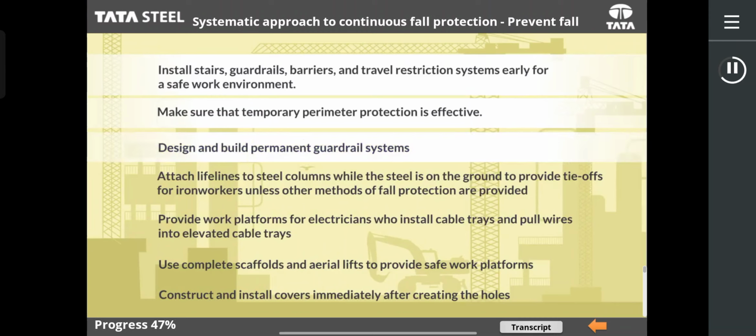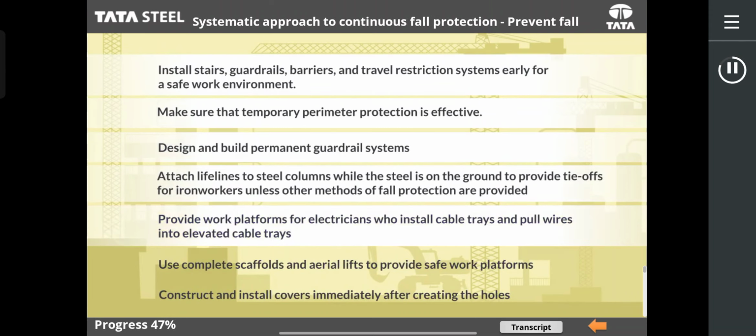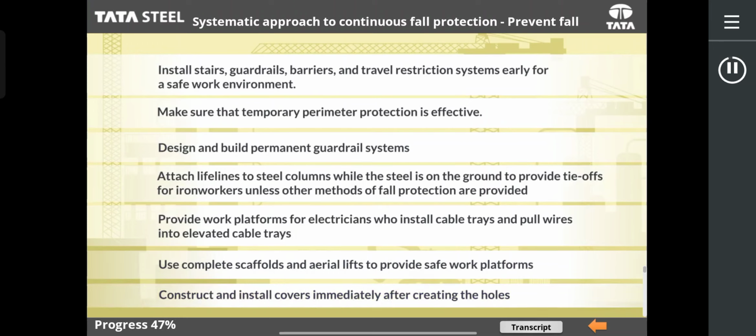Design and build permanent guardrail systems to meet the requirement of Tata Steel standard. Attach lifeline to steel column while the steel is on the ground to provide tie-offs for iron workers unless other methods of fall protection are provided. Provide work platforms for electricians who install cable trays and pull wires into elevated cable trays. Use complete scaffolds and aerial lifts to provide safe work platforms. Construct and install covers immediately after creating the holes.